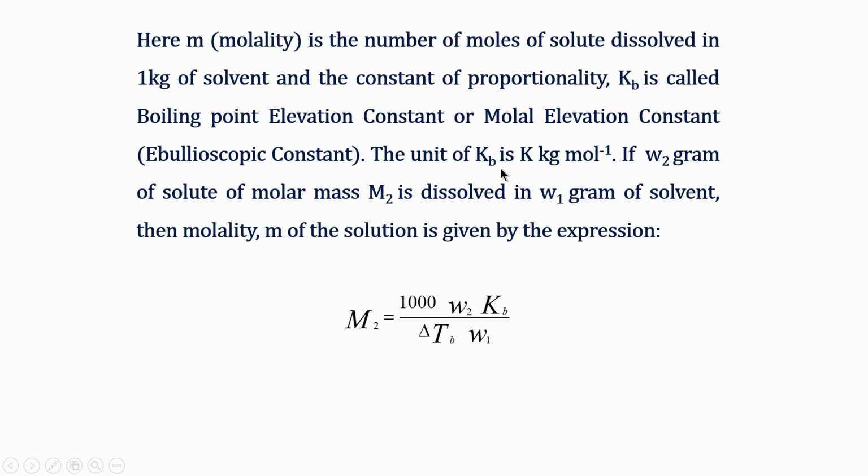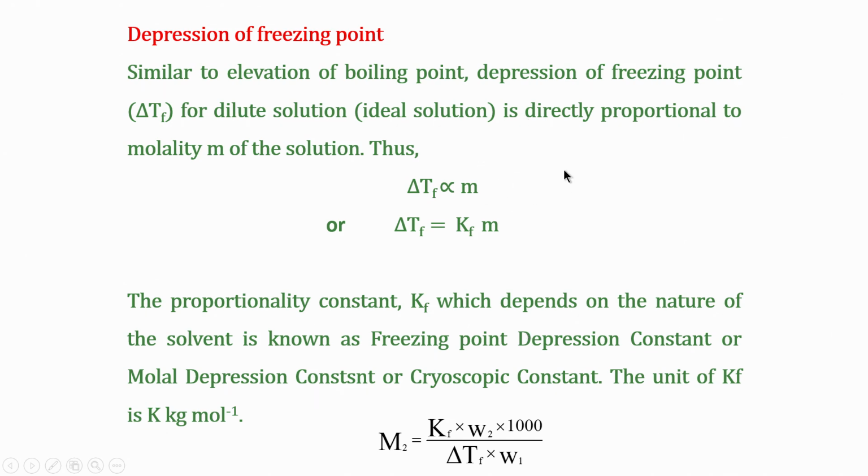The unit of Kb is degrees kg per mole, okay, unit of Kb. If W2 gram of the solute of molar mass M2 is dissolved in W1 gram, I am trying to write an equation, then I can write M2 is equal to 1000 into W2 into Kb divided by delta Tb multiplied by W1 in the denominator.